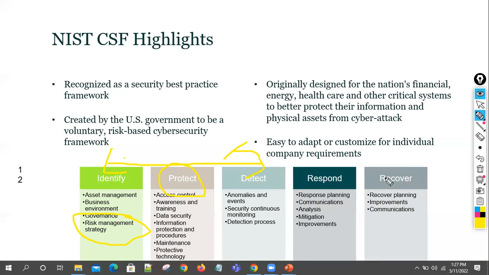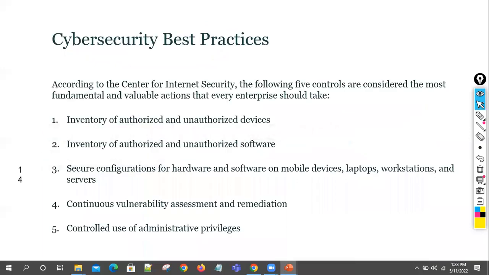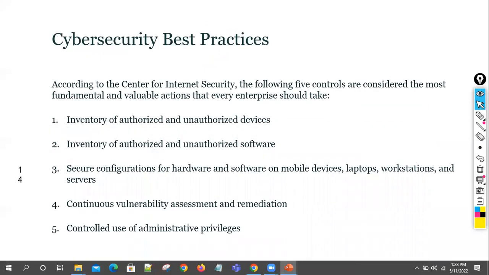So there are 5 phases of the NIST framework. Our training will also be around the NIST framework and the ISO framework, because these are the globally recognized frameworks for cybersecurity. Now, we have seen various frameworks. Now we are going to see how to implement a security framework within our organization.